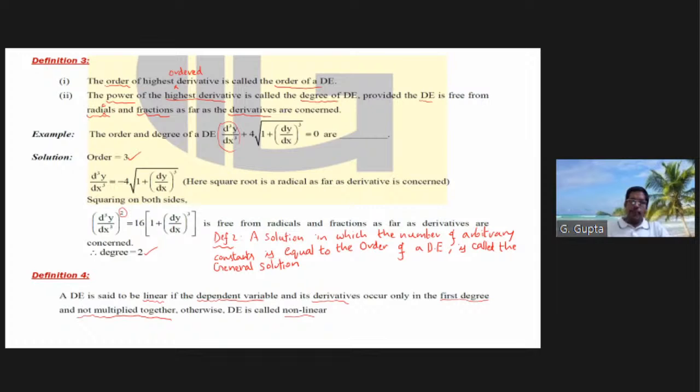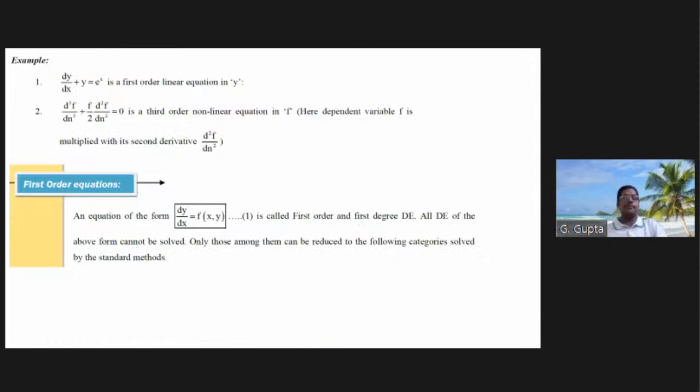Even if the third derivative has power 1 and the first derivative has power 1, if these two are multiplied, or the dependent variable y is multiplied with any one of these derivatives, such an equation is called non-linear. Now let us see an example: dy by dx plus y is equal to e raised to x. Here I didn't mention which is dependent and which is independent. As far as the derivative dy by dx is concerned, the numerator variable y is generally taken to be dependent, and x is taken as independent.